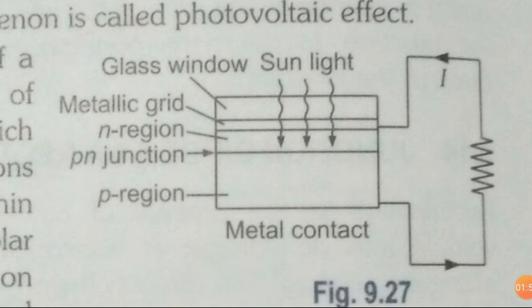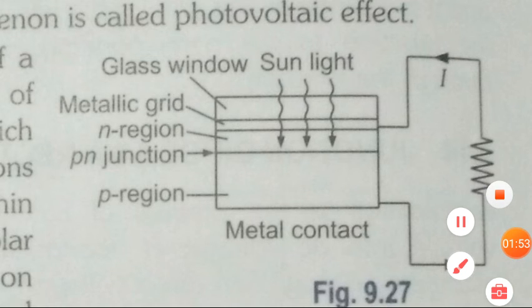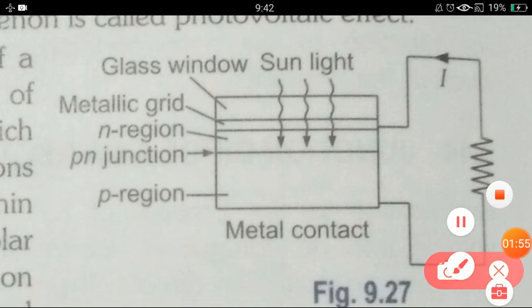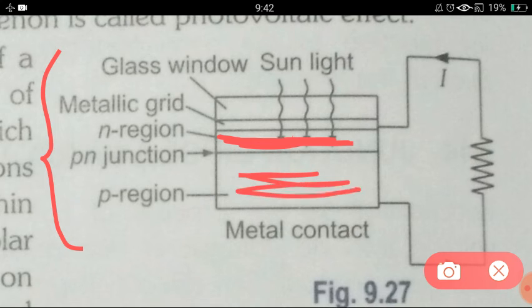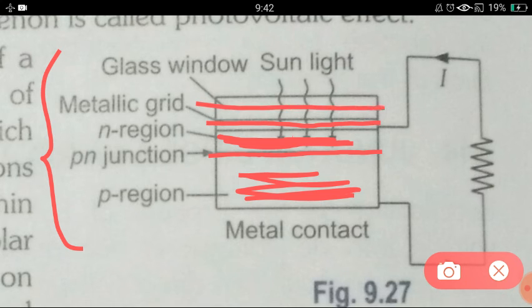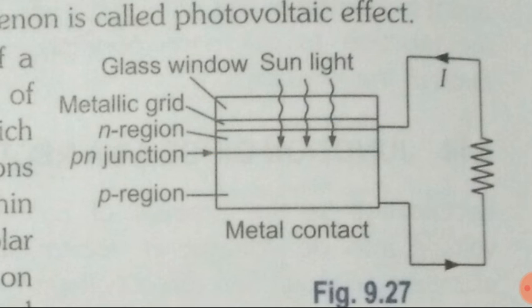Here you can see the diagram of a solar cell, with many labelings on this side. This is the N region, this one is the P region, and between them this line is the PN junction, the junction between P and N. On top of this PN junction, there is a metallic grid, and above the metallic grid there is a glass window, which means only a simple glass sheet. So there is a structure like this.